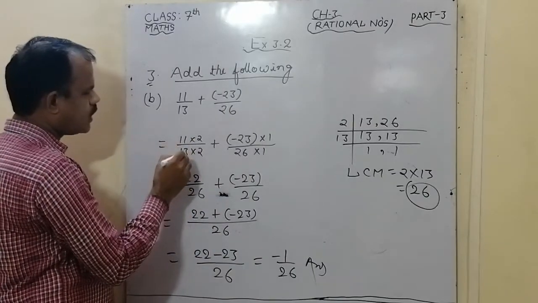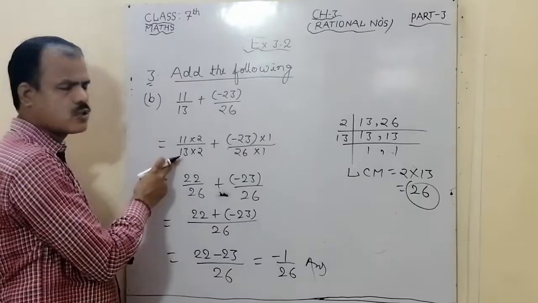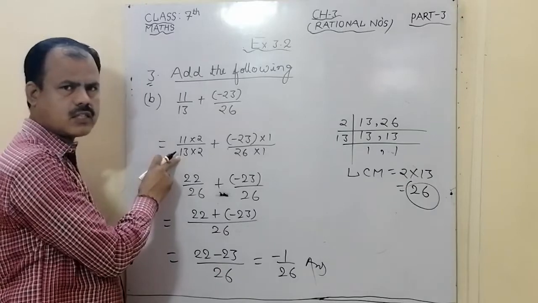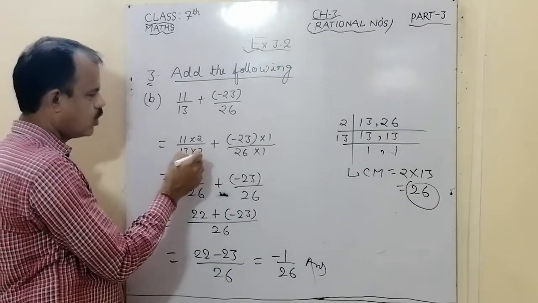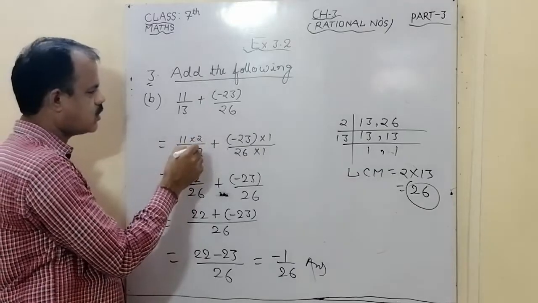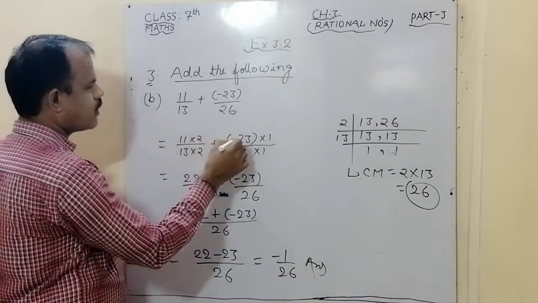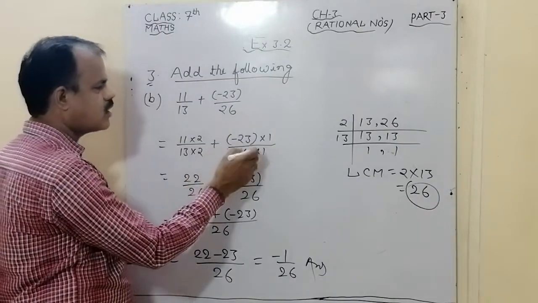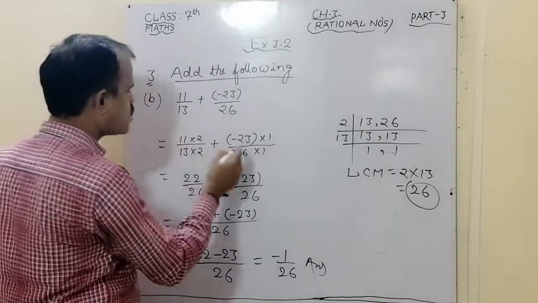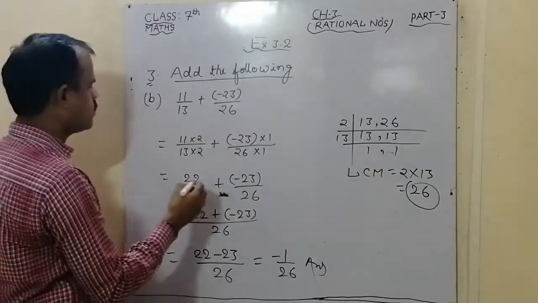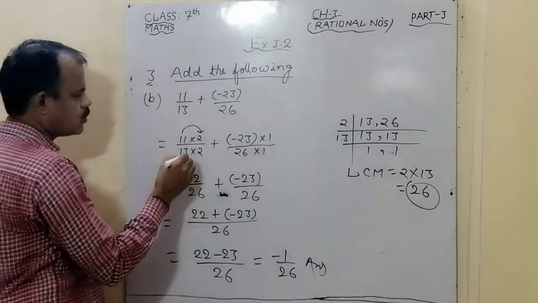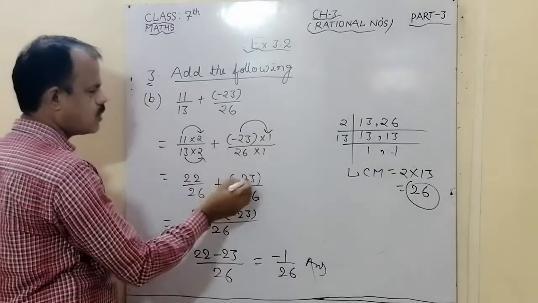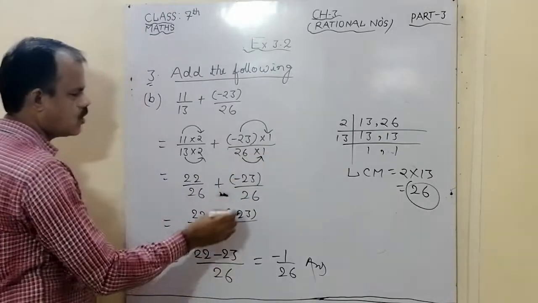So look here, 11 by 13. The denominator is 13. By what number do you multiply 13 so that the answer is 26? Obviously 2. So we multiply 2 on both numerator and denominator. Now look here, minus 23 upon 26. Here 26 is already there, so we multiply by 1 on both numerator and denominator. Now 11 twos are 22, 13 twos are 26, so 22 by 26, and minus 23 into 1 is minus 23, 26 into 1 is 26.